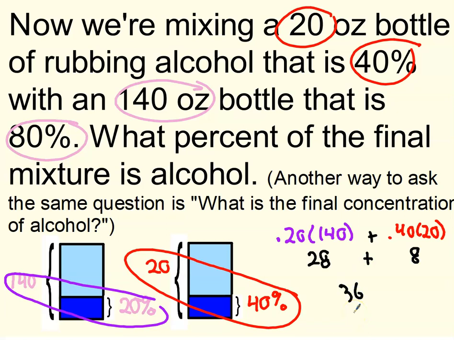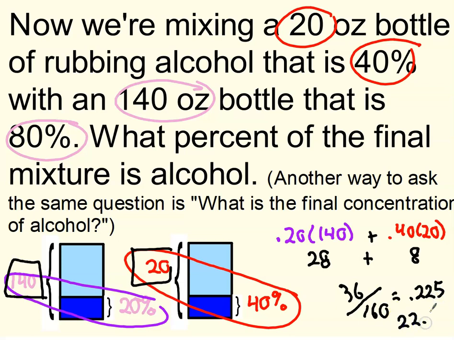Well, that's not the answer. What we want to know is, what's the final concentration? What percent of the final mixture is alcohol? Okay, so this is 36 ounces of alcohol out of how much mixture total? Well, I've got 140 there, and I've got 20 there, so 160. Okay, so now what we'll do is calculate the percent. 36 divided by 160, and I get 0.225. So final concentration must be 22.5.